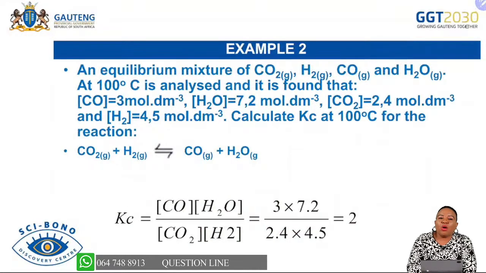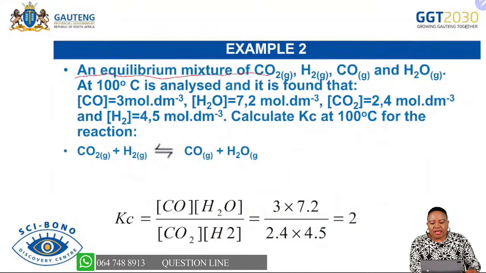Now let's look at how we calculate Kc. As you have seen, Kc is equal to the concentration of the product divided by the concentration of the reactant. Here is an example. This is a very simple example just for you to practice how to calculate Kc, where you are given the concentration of each and every substance that is reacting in your equation.